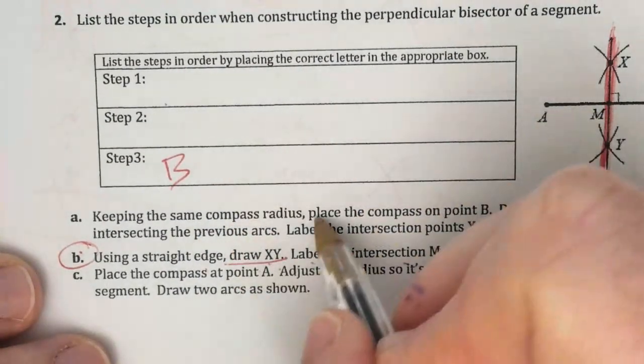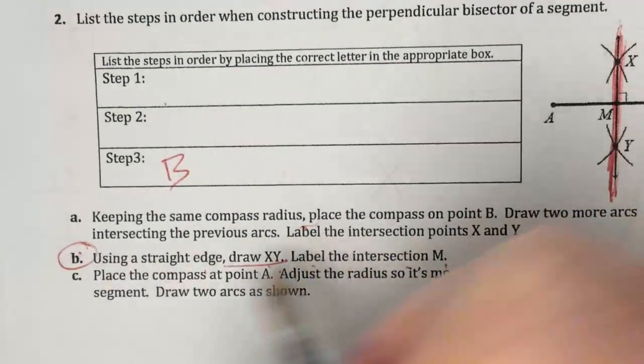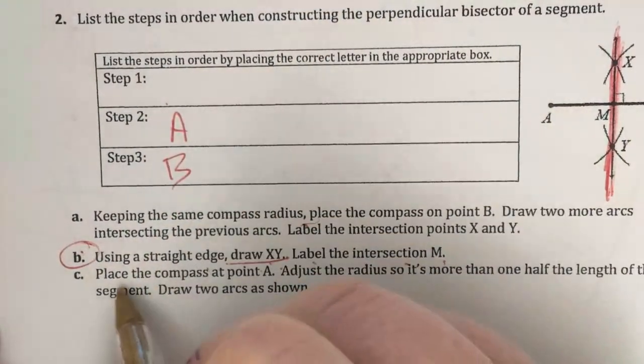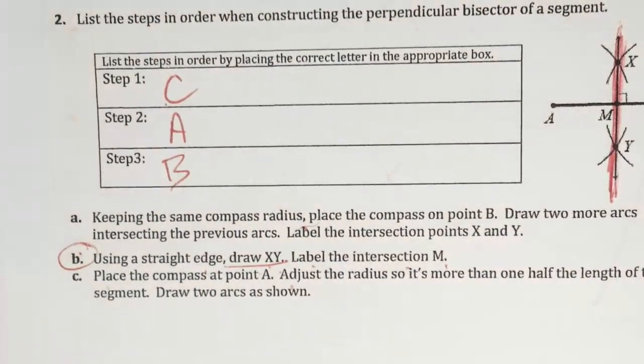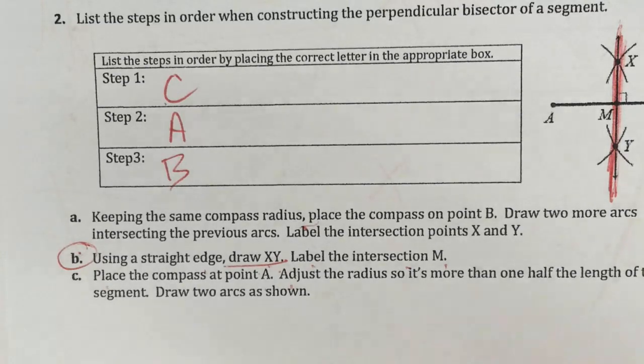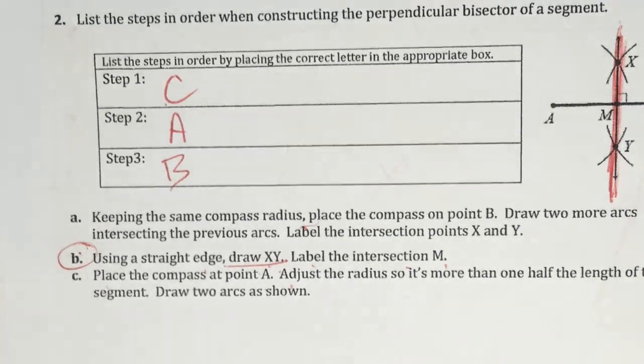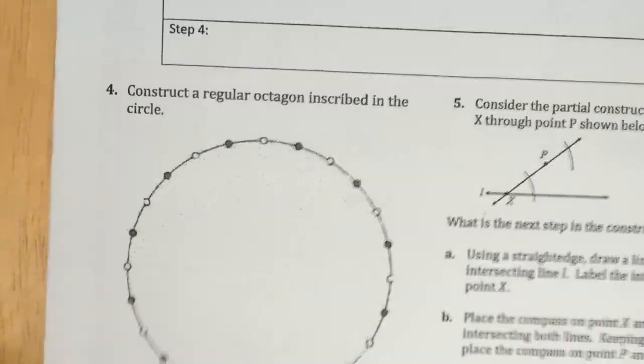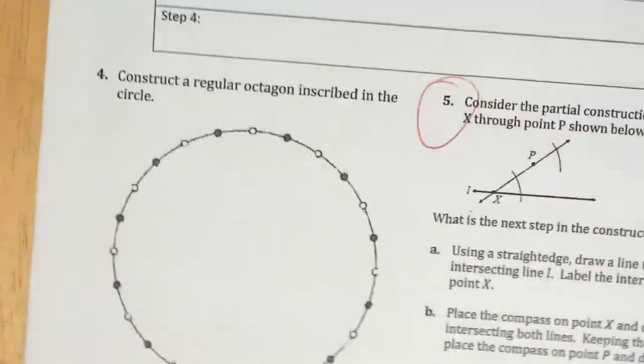Keeping the compass at the radius, well, I can't keep the compass here if I don't have it already set. Place the compass at A. See, that makes more sense. So it's CAB. So you can just put these in order by just faking it, right? Okay. I'll leave you guys 3 and 5. You guys can figure that out on your own.